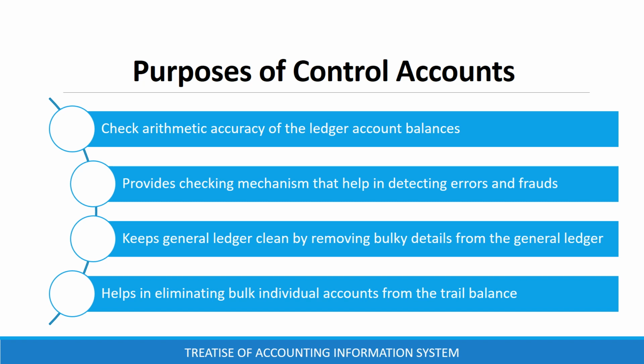Control accounts keep the general ledger clean. Only totals of the journals are posted in the general ledger, while the bulk details are posted in the subsidiary ledgers. Lastly, control accounts are used in preparation of the trial balance, hence eliminating the bulk individual accounts from the trial balance.